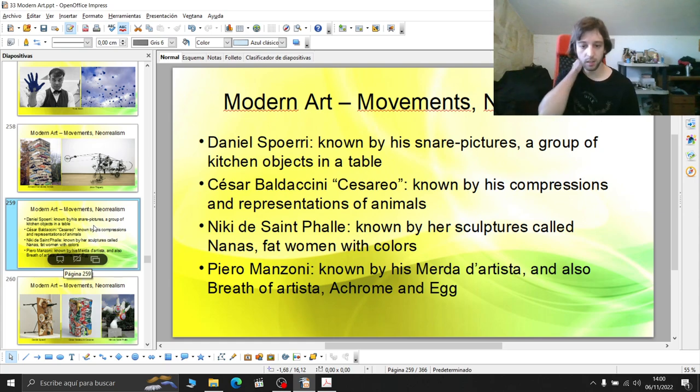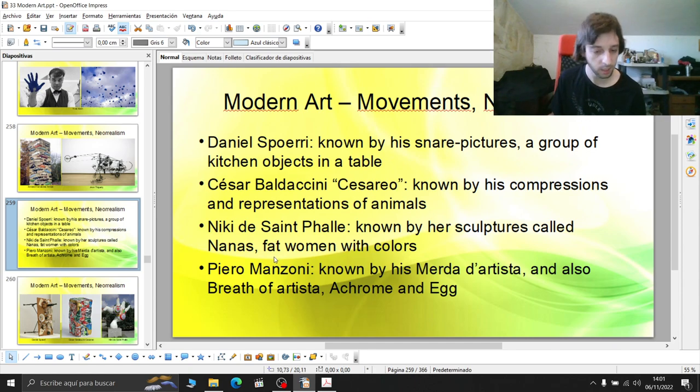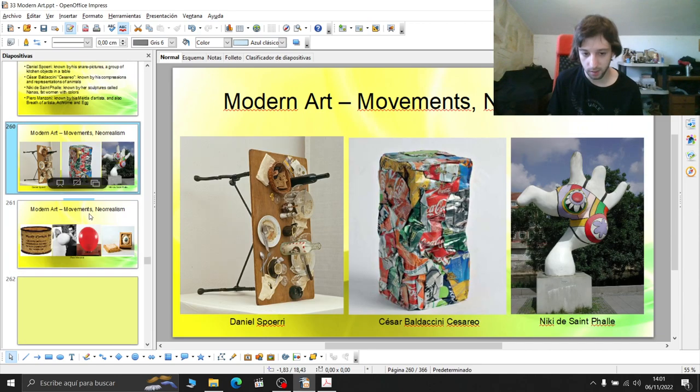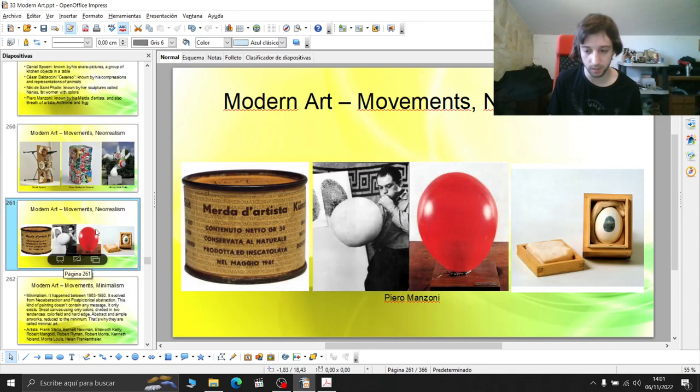Daniel Spoerri, known by his snare pictures, a group of kitchen objects on a table. César Baldaccini, César, known by his compressions and representations of animals. Niki de Saint Phalle, known by her sculpture called Nana, a fat woman with colors, and Piero Manzoni, known by his Merda d'Artista and also Breath of Artist, Achrome and Egg. Piero Manzoni is the most funny. Here you see examples of all of them, and this is Piero Manzoni.